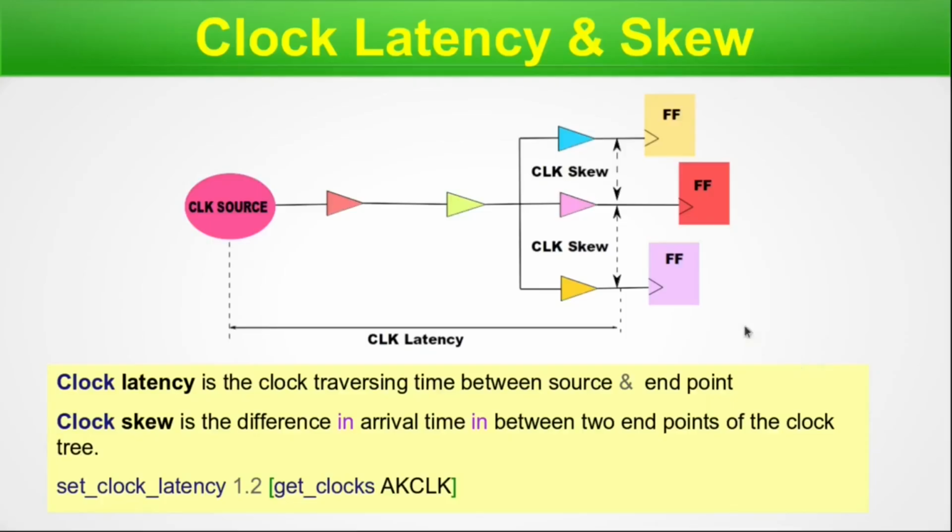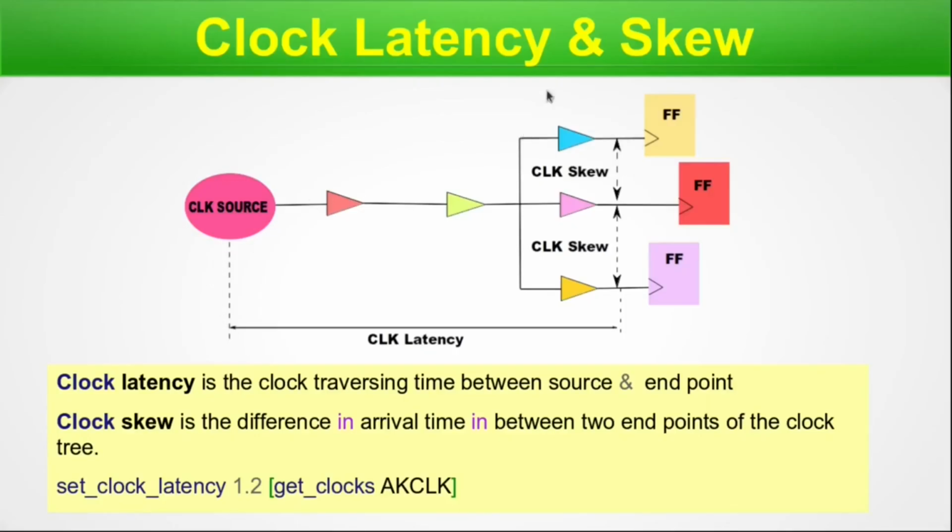Let me again point to the clock skew. The clock skew is the difference in arrival time in different branches. So from branch 1 to branch 2, from branch 2 to branch 3, or we can calculate from branch 1 to branch 3. If there are many more branches, we can calculate the difference in the arrival time between any two branches.